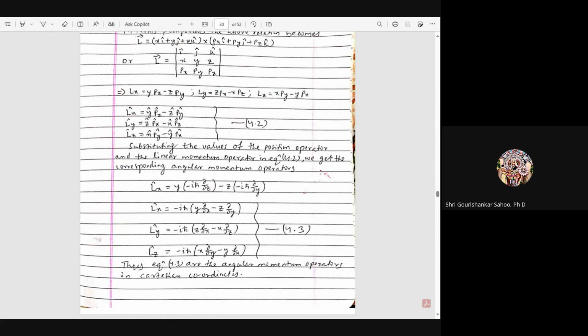And you can have your Lx cap equal to y into minus iħ del by del z, minus z into minus iħ del by del y. This is equal to minus iħ times y del by del z minus z del by del y. Similarly, Ly cap can be written as minus iħ times z del by del x minus x del by del z. And similarly, Lz cap can be written as minus iħ times x del by del y minus y del by del x.